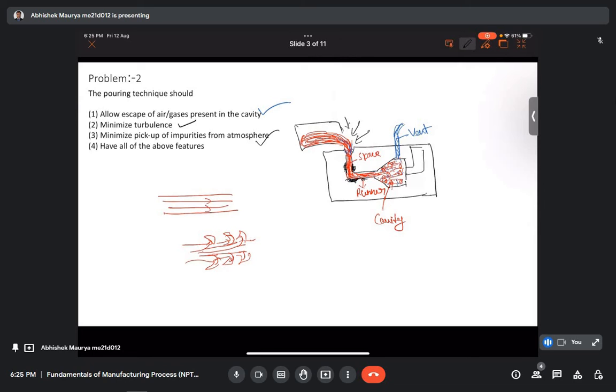So here we see, during the pouring, these are things we have to keep in mind. So all three options are correct, therefore the fourth one is the right answer.